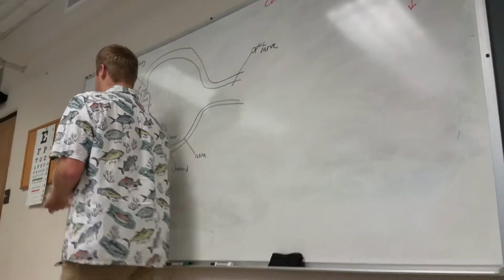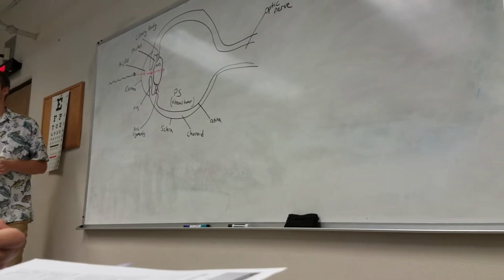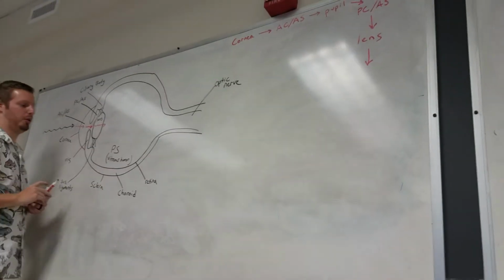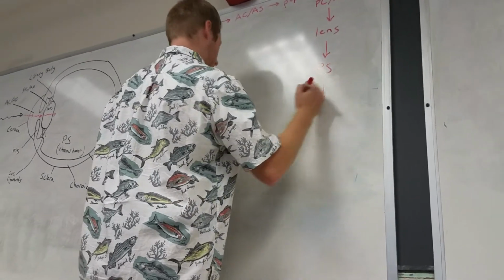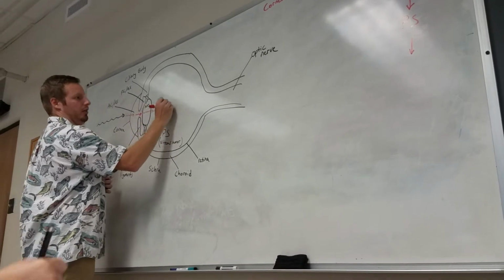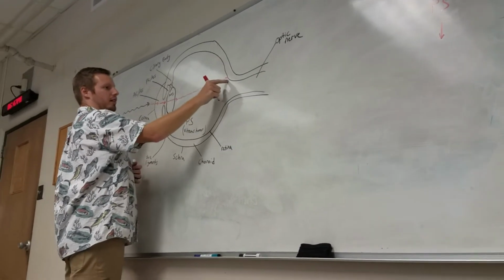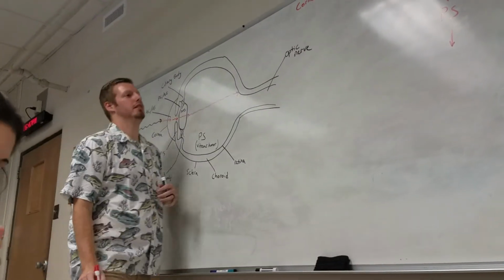And then after the lens, what is the next part of the eye we go through? Right, so we go all the way through this posterior segment, and it goes all the way back to this. All right, so what is this layer called? The retina.